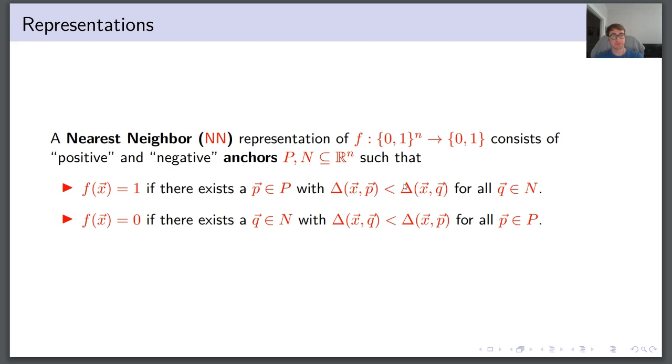And so with this, we can define nearest neighbor representations. So an NN representation of a Boolean function consists of two sets, positive and negative anchors in R^n, such that our function is equal to 1 if there is a positive anchor which is closer to x than any negative anchor, and f(x) is equal to 0 if there's a negative anchor which is closer to x than any positive anchor. So note here that the inequalities are strict. We don't allow ties.